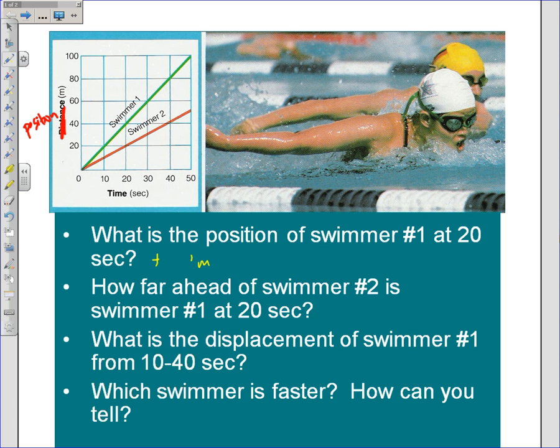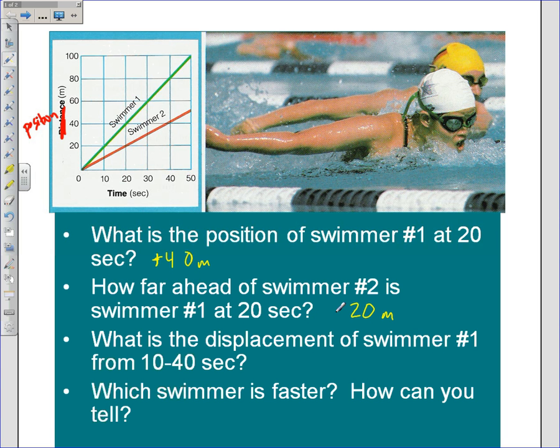Same concept, but I was reading the wrong time, so it should be positive 40 meters. My bad. How far ahead of swimmer number 2 is swimmer number 1 at 20 seconds? So I look at the 20-second line here, and I see that swimmer number 1 is at positive 40 meters. Swimmer number 2 is only at positive 20 meters. So in this case, I would say 20 meters.